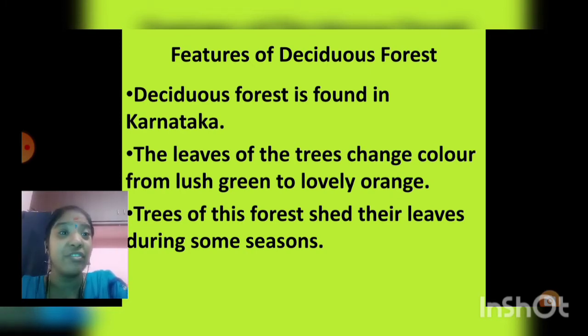The leaves of the trees change color from lush green to lovely orange. The leaves of the trees change colors. Trees of this forest shed their leaves during some particular seasons. So the trees of this forest shed their leaves during some seasons.